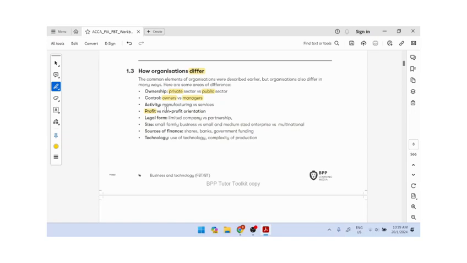Legal form. So in terms of legal form, it is limited company or partnership or different types, like I just mentioned: sole trader, partnership, public, private, limited. Okay, all these are different legal forms. When you need to register with SSM, you need to choose what kind of legal form you want to form the business or company. Okay, size: from small business to multinational, from sole trader, partnership, private limited to public limited, like small to big.